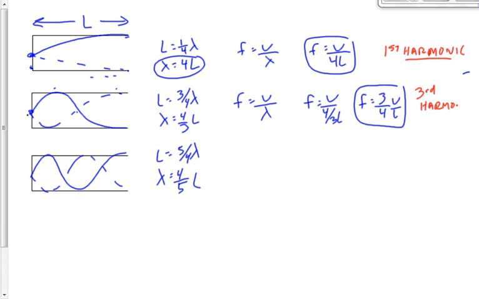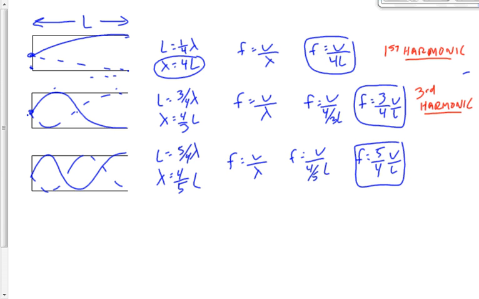There is no standing wave that's set up in an air column that's fixed at one end and open at the other end that is twice the first harmonic. Only 3 times the first harmonic. Let's try the next one and see if we start seeing a pattern. V over lambda, F is equal to V over 4/5 L, or F is equal to, divide by the fraction there, multiplied by the reciprocal, 4/5 V over L. This one is 5 times the first one. We're going to call that the fifth harmonic.